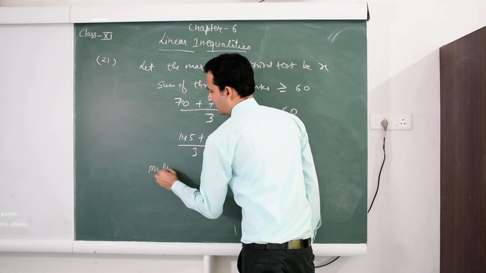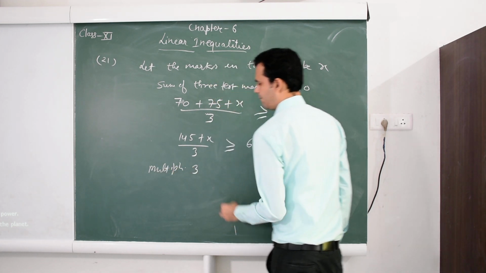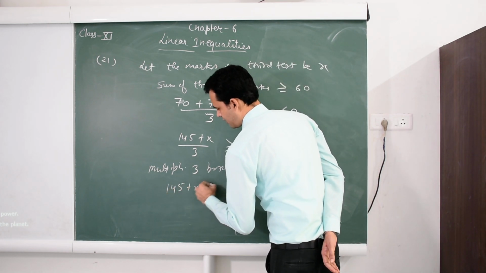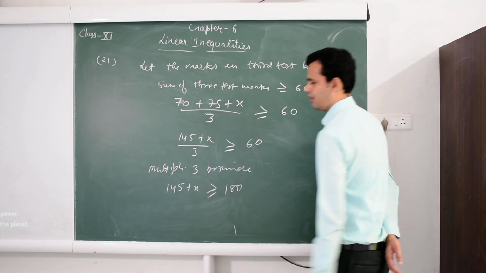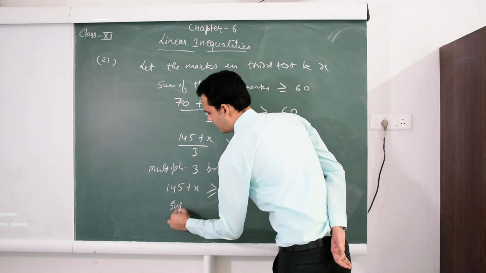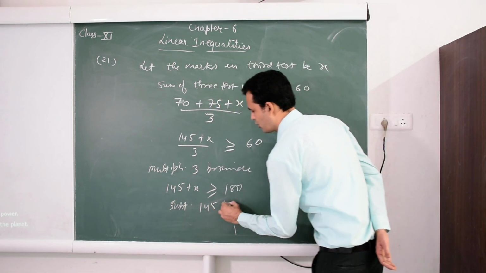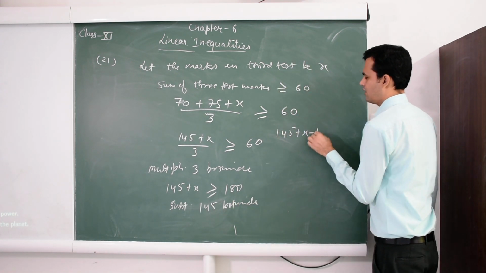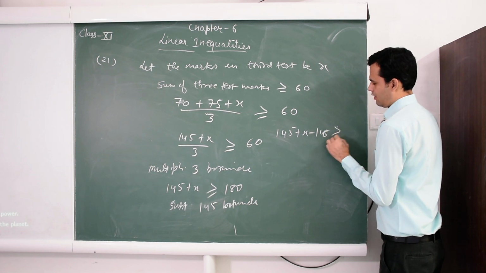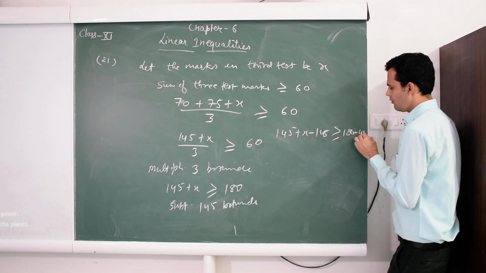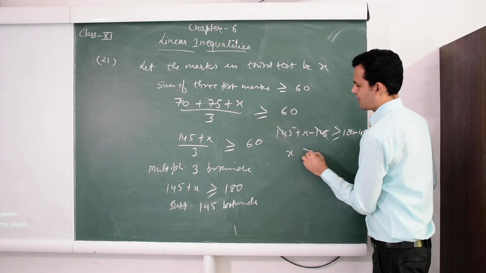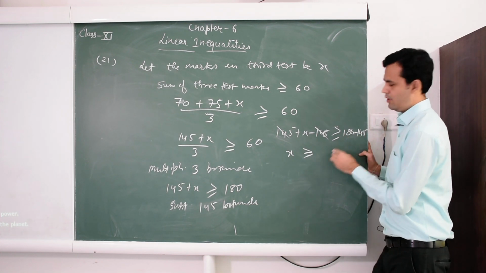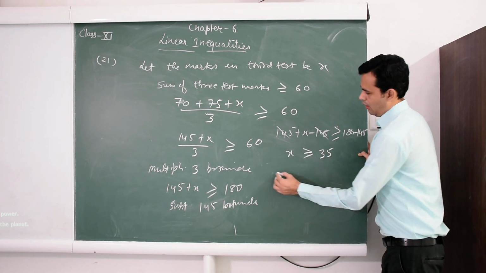Multiply both sides by 3. So 145 plus x greater than or equal to 180. Subtract 145 from both sides. So 145 plus x minus 145 greater than or equal to 180 minus 145. These two cancel. So x greater than or equal to 35.